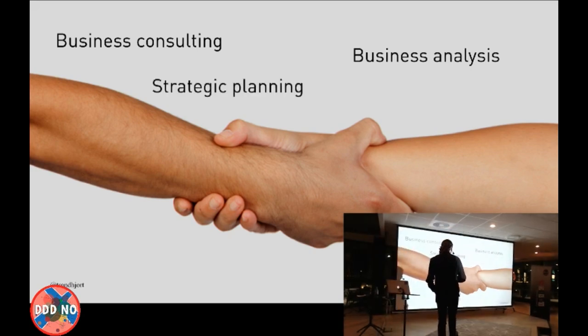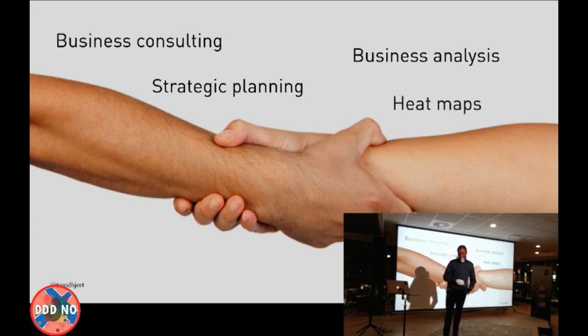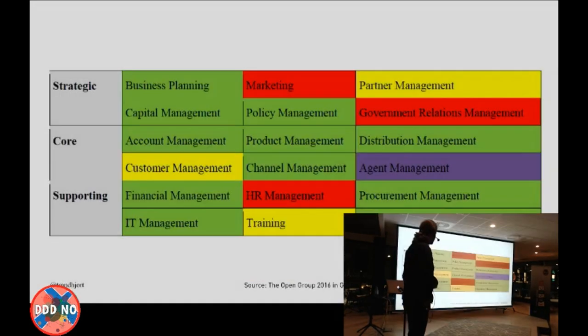Use it for strategic planning: which business capabilities are we going to be better than our competitors in? What should be our competitive advantage? What capabilities do we really want to be good at? And for that, you can use heat maps. A lot of EA architects are used to this. An example of that is here, taken from the same paper.